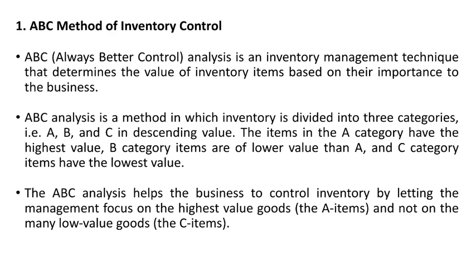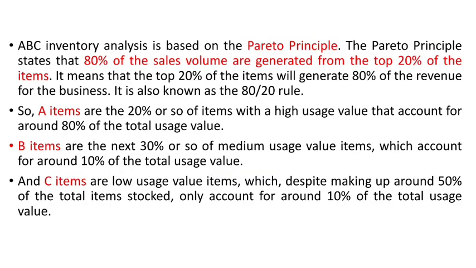It helps the business to control the inventory by letting the management focus on the highest value goods, that is the A items, and not so much on the lower value goods, the C items. This is based on the Pareto principle, as we have seen in the third module, the 80-20 rule. Here we see that 80% of the sales volume is generated from the top 20% of the items. This means that the top 20% of the items will generate 80% of the revenue from the business. This is the 80-20 rule.